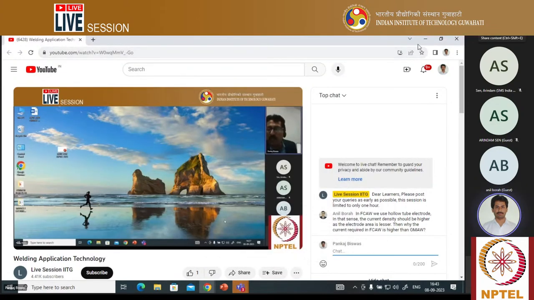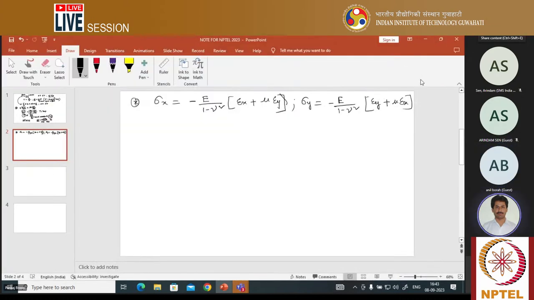So you see, also one question is asked: how does this equation come? Sigma x is equal to E by 1 minus mu square, into epsilon x plus mu into epsilon y. Okay, so these things I am going to discuss now, a little bit elaborately.